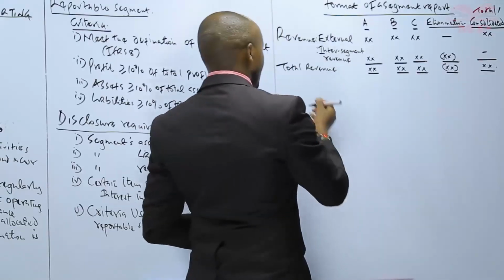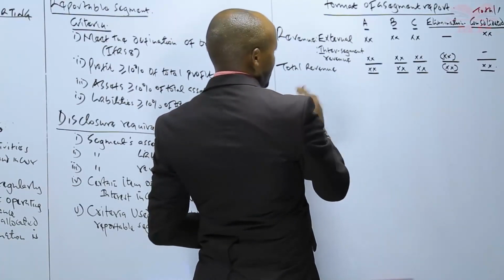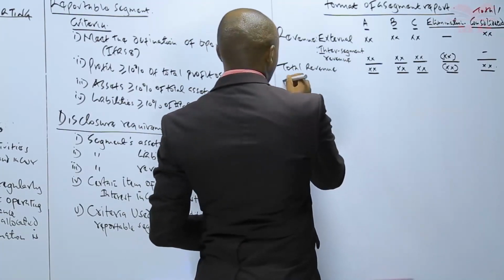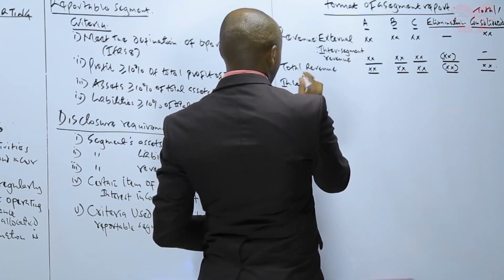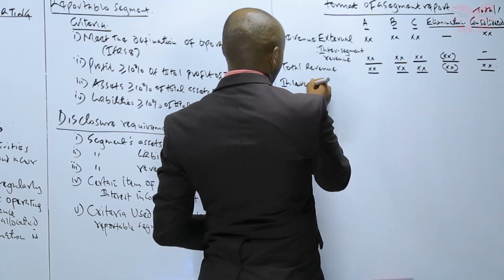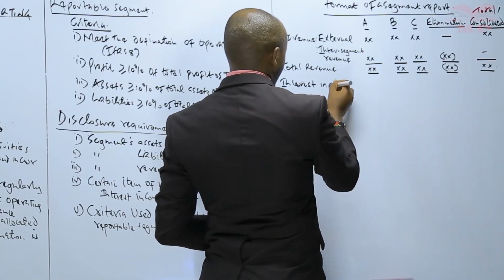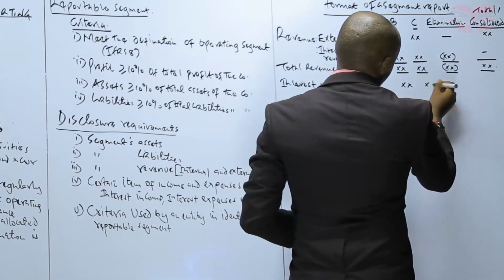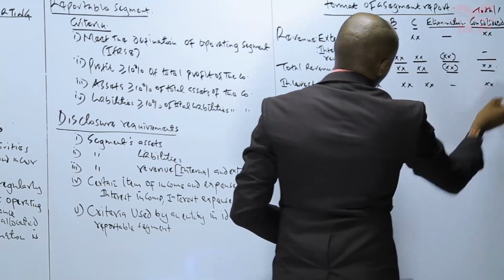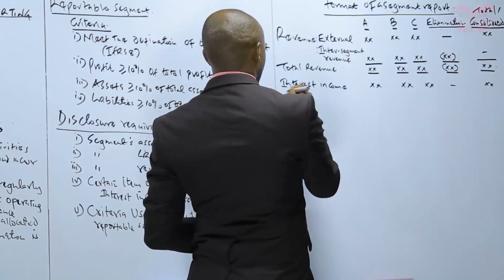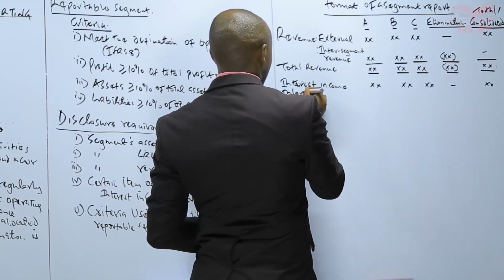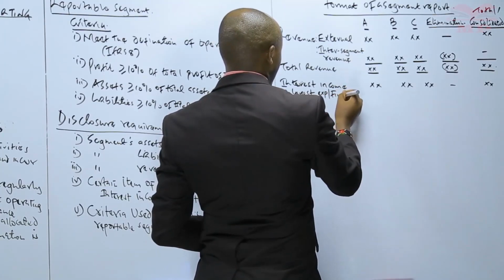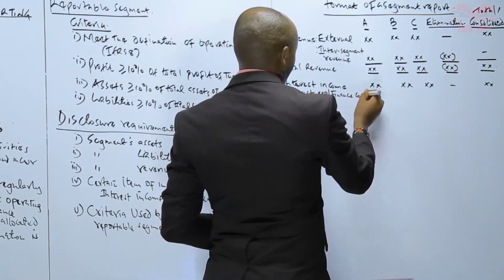So once we have that, we proceed and record information about various items of income and expenses. First of all, we have information about interest income. So we record it there, and then we get the total, we take it to the last column. We also record information about interest expenses. Interest expenses is what in other terms we refer to as the finance cost.